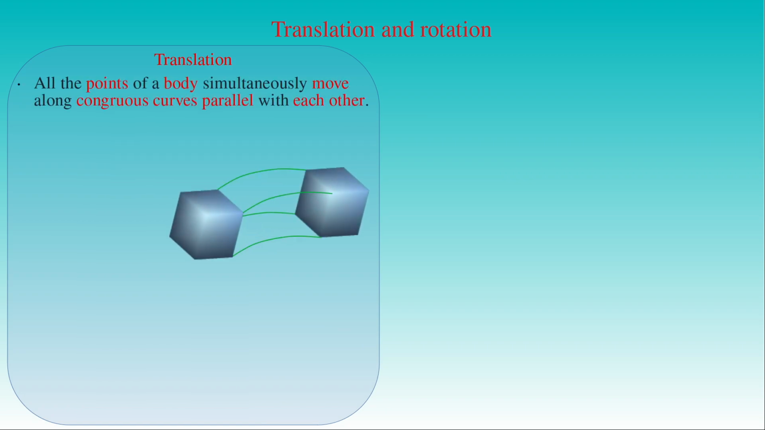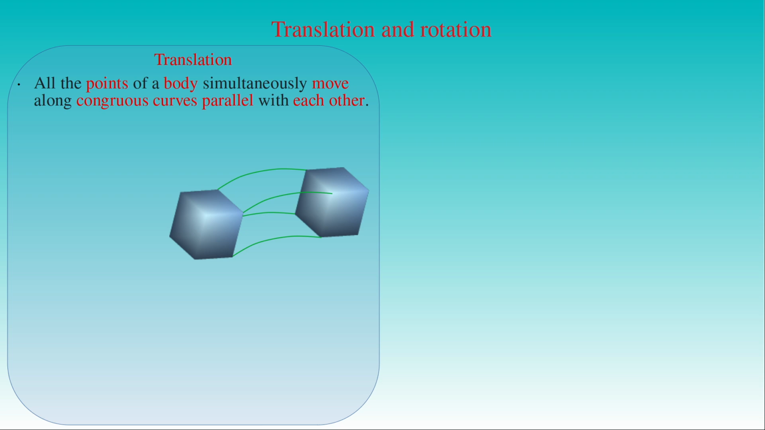After discussing how to specify the position of a rigid body, we will study the description of the change in its position, that is its motion in space. A rigid body can perform different kinds of motion, and one kind of its motion is called translation. During translation of a rigid body, all the points of a body simultaneously move along congruous curves parallel with each other. If the translation is performed along a straight line, then these curves are also straight line segments.